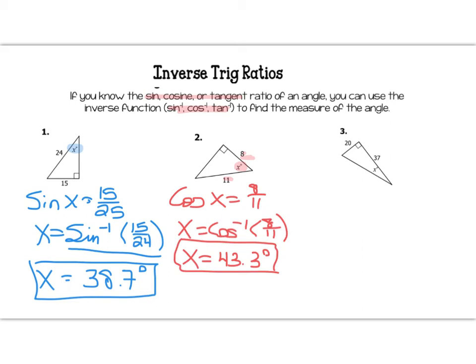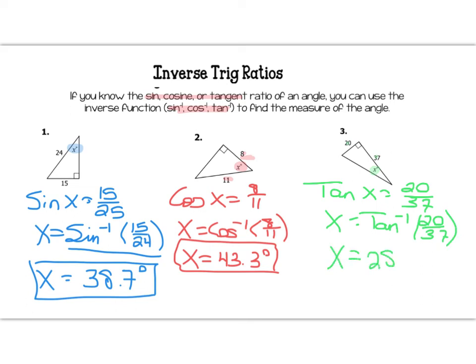Okay, let's go to this last one. And this last one, we are referring to this angle. This time we're given the opposite and the adjacent. Opposite over adjacent is tangent. So the tangent of x is going to be equal to 20 over 37. And we're again looking for the angle. So x is equal to the tangent inverse of 20 over 37. Plug it in the calculator exactly like that, and x equals 28.4 degrees.